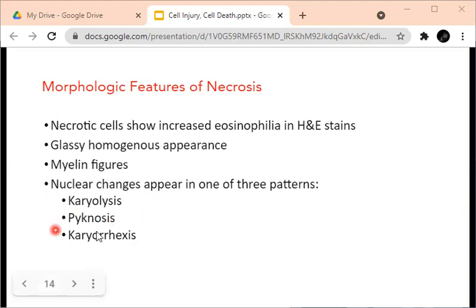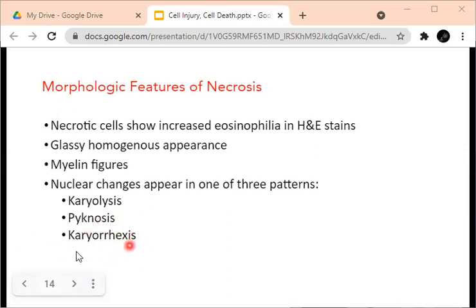And we also have pyknosis. This is the second pattern, which is also seen in apoptotic cell death, because there is shrinkage of the cell. But in the nucleus, pyknosis is present in necrosis, although it is also present in apoptosis. So it is nuclear shrinkage and increased basophilia. Of course the nucleus is more clumped, and therefore its blue is more intense. It is like our chromatin and heterochromatin: when clumped, it stains darker.